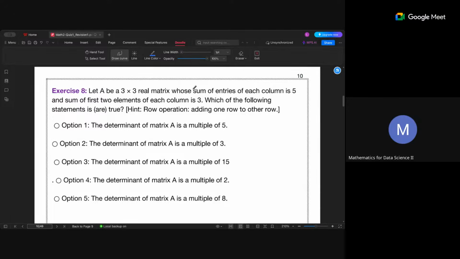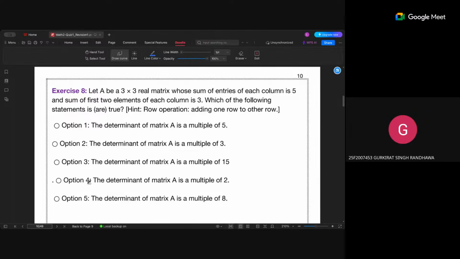Let A be a 3 by 3 real matrix whose sum of entries of each column is 5 and sum of the first two elements of each column is 3. Which of the following statements are true? Sum of each entry of the column is 5. All are true. 1, 2, 3. No, all are true.